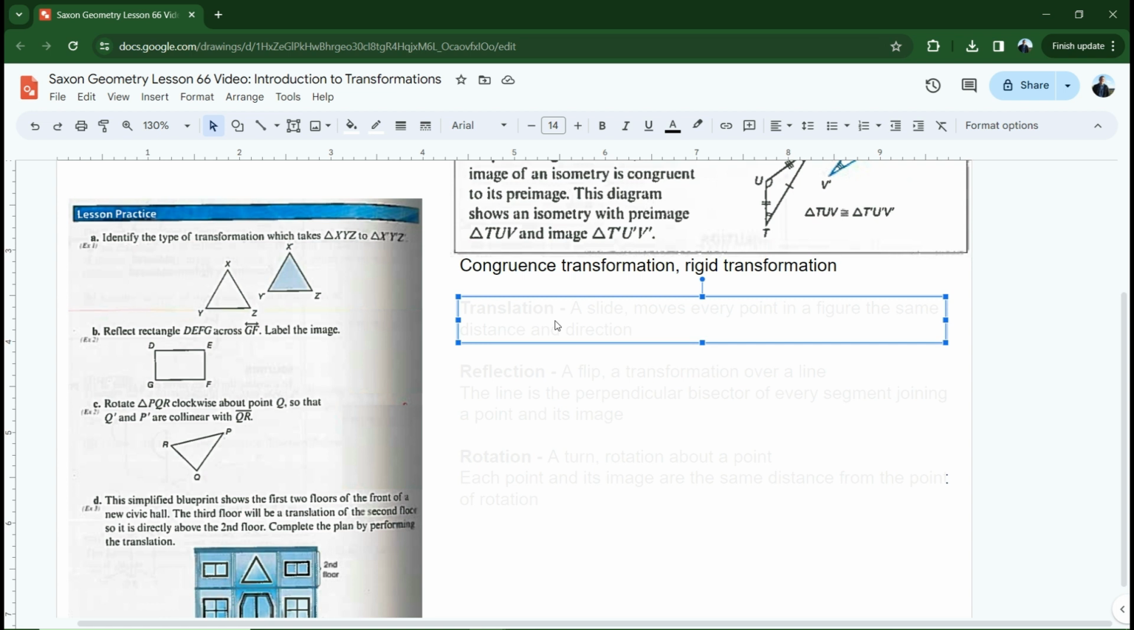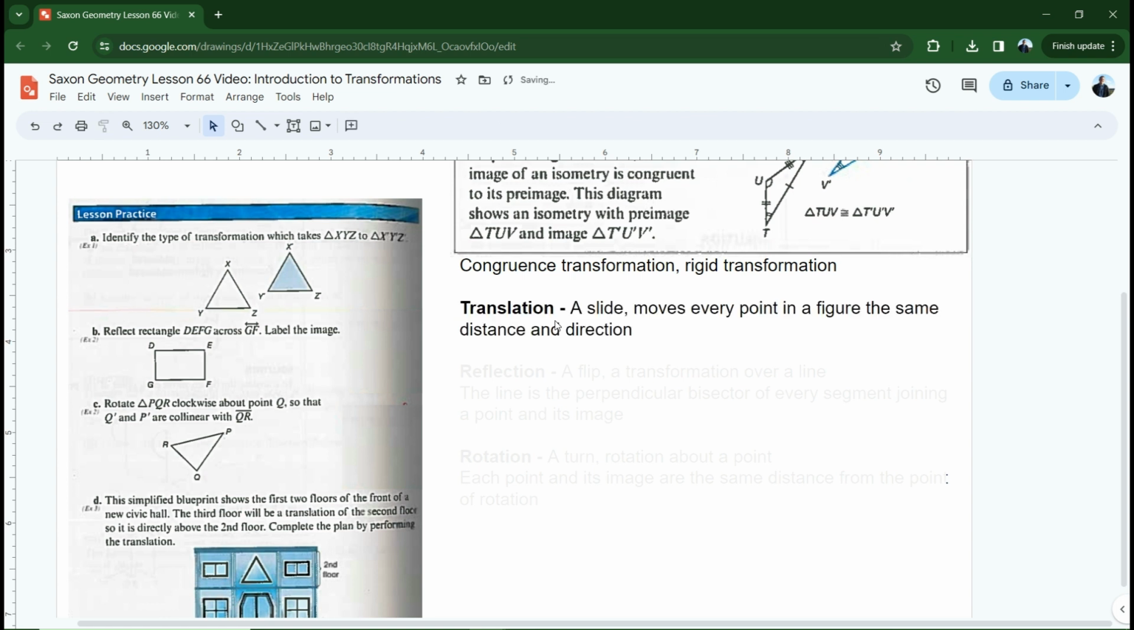One type is a translation. That's a slide. Every point in the figure moves the same distance and direction from the original point. Okay. So what I'm saying here is I'm sliding the entire figure over. Let's just look at letter A in the lesson practice. Identify the type of transformation which takes triangle XYZ to X prime, Y prime, Z prime.